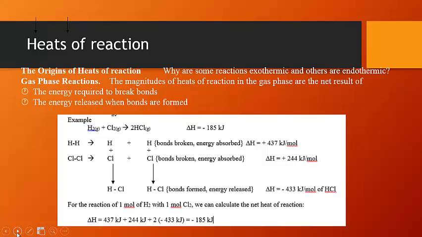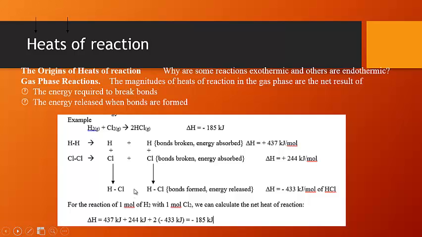So we're going to continue on with thermochemistry, and we're starting off with heats of reaction. We talked a bit about them before, but what actually goes on? Why are some reactions exothermic and why are some endothermic? Well, most of it's due to the energy that's required to break the bonds and the energy that's released when the bonds are formed. For example, in the example of hydrogen gas and chlorine gas turning into hydrogen chloride gas, it has a negative enthalpy change, which means that it's an exothermic reaction.